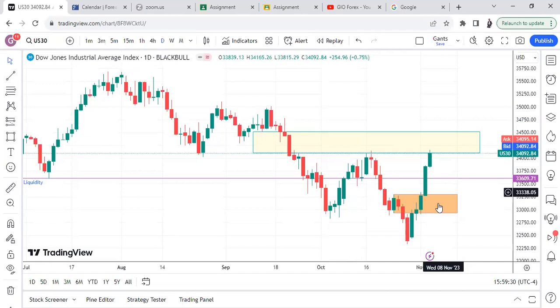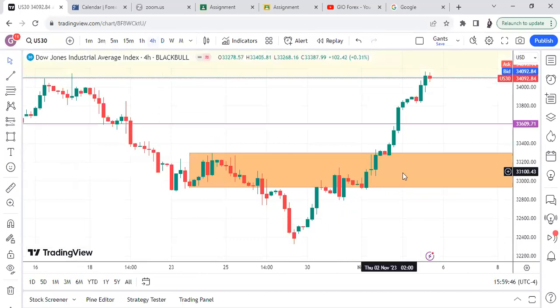So that's our support zone. This area now acts as support to send price higher, which is a breaker block and also inside a bullish order block. All right, so that's our US 30 on the 4 hours time frame. This area, get back to this level before it finally goes higher. That's what I'm looking for. Get back to this level, then finally go higher. All right. So that's it for US 30.